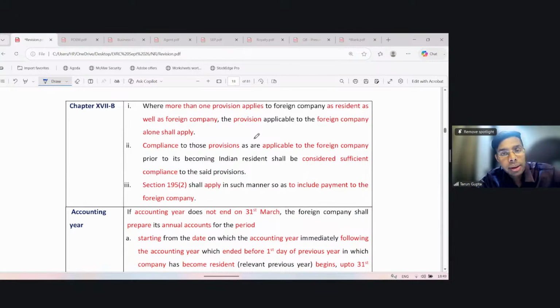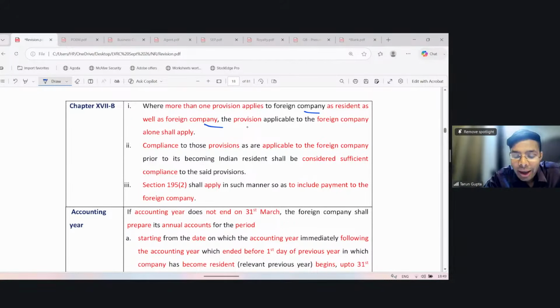Now it says, see, there are a lot of provisions which are applicable to resident or non-resident or to a foreign company. Now it says where more than one provision applies to a foreign company as resident as well as foreign company, the provision applicable to it as a foreign company shall apply. Compliance with those provisions as applicable to the foreign company prior to becoming resident shall be considered sufficient compliance with the said provisions. Section 195(2) shall apply in such manner as to include payment to a foreign company.